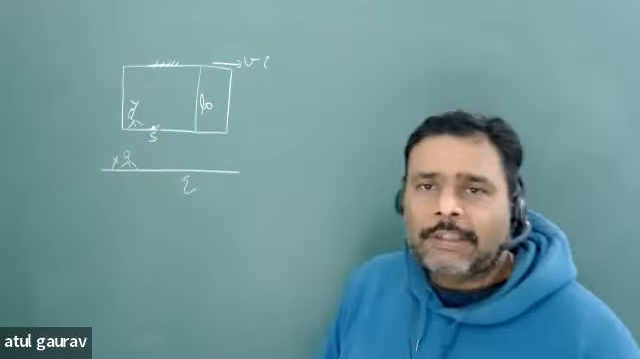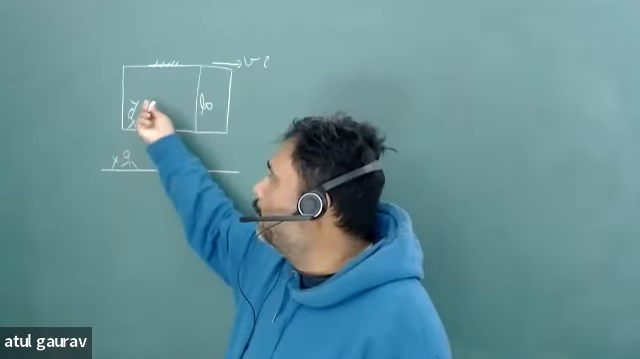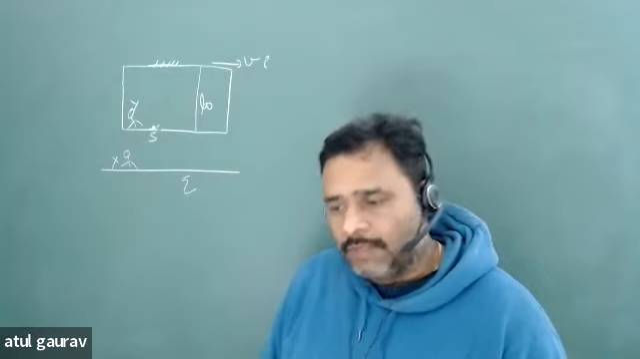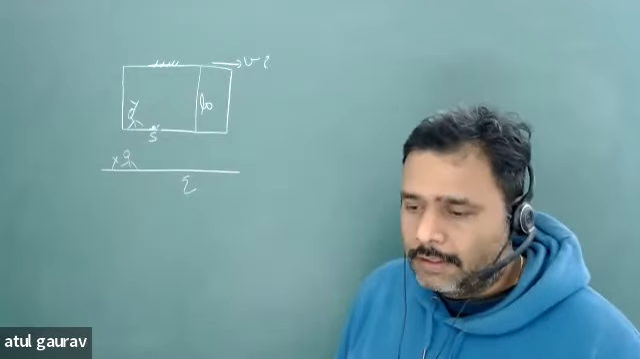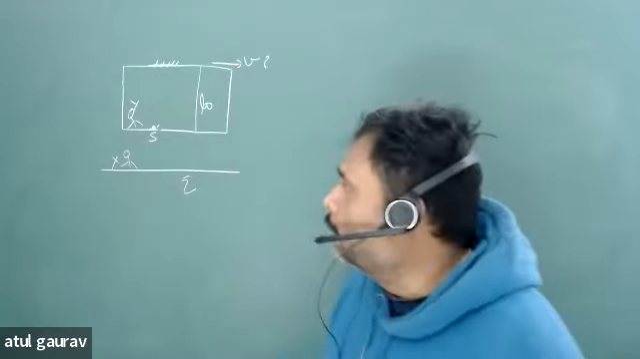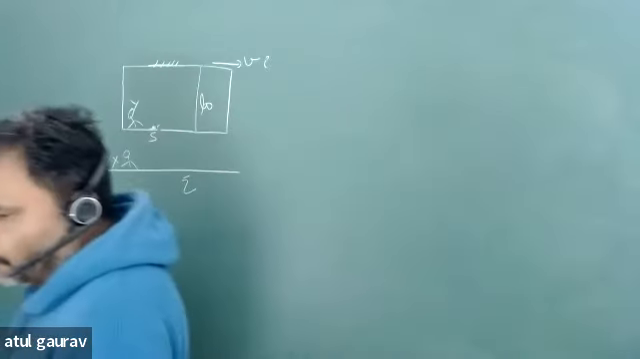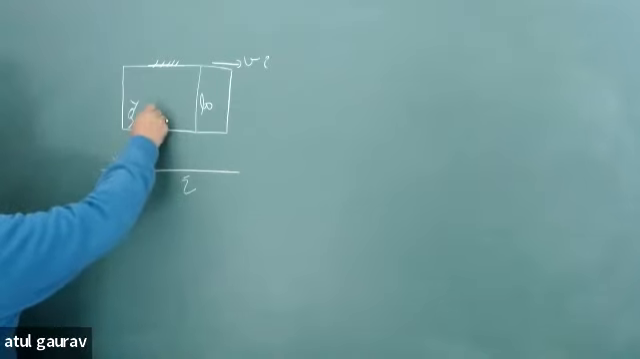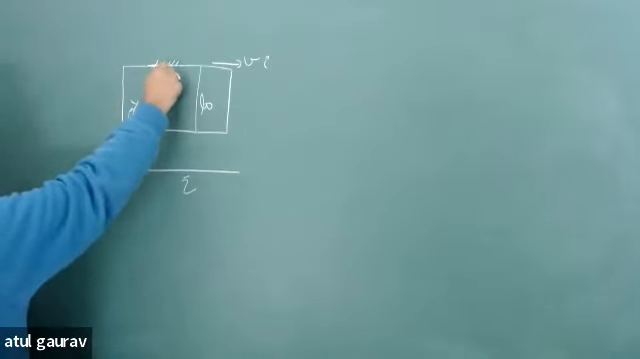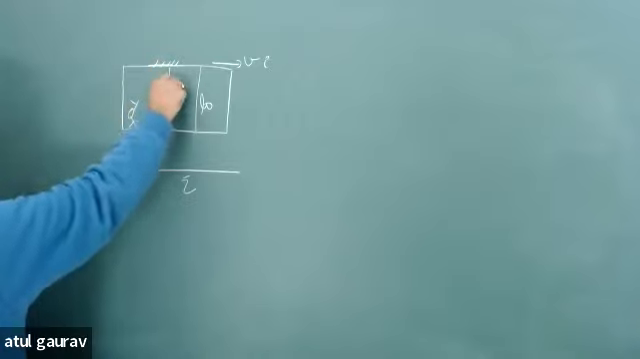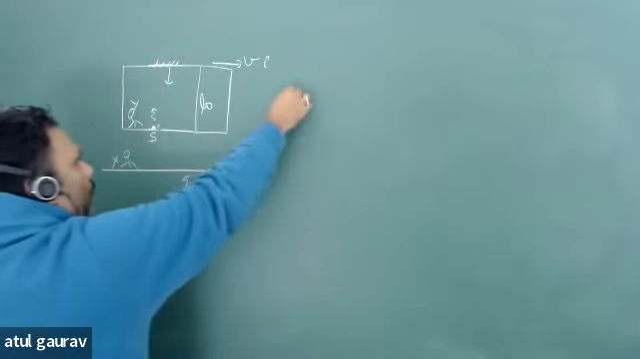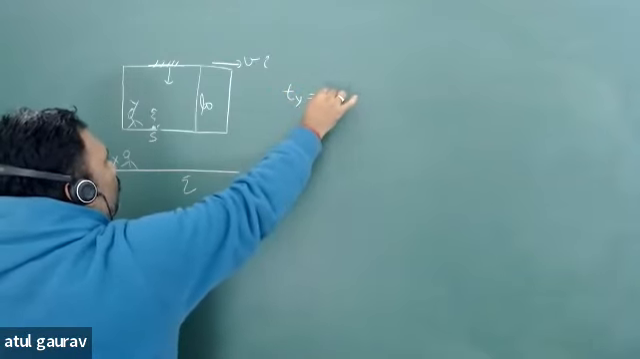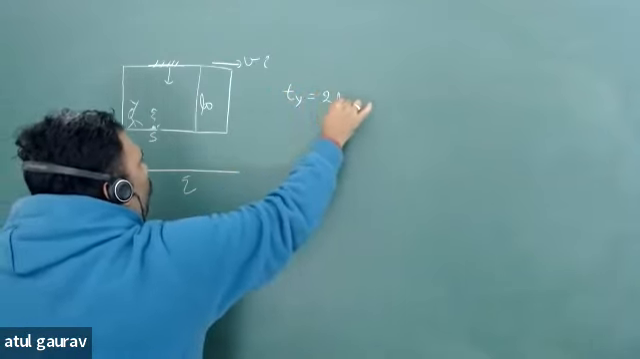Now, what will be the speed of light for both observers? Same, C. This is all about the special theory of relativity. Now look at what is going to happen. The light pulse will come here, go and collide, and come back. So the total time measured by y is equal to 2L naught by C.